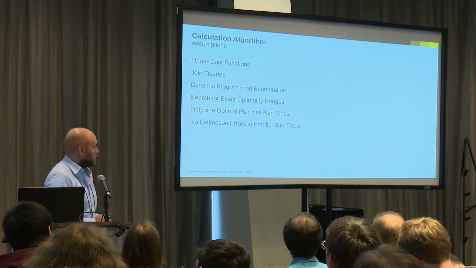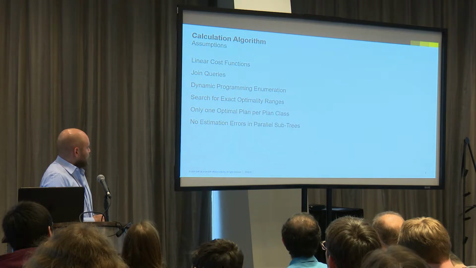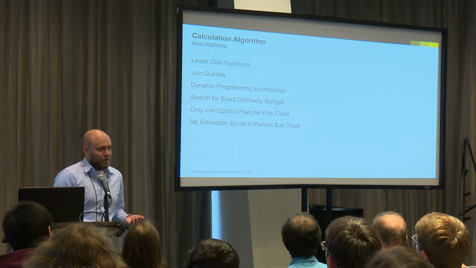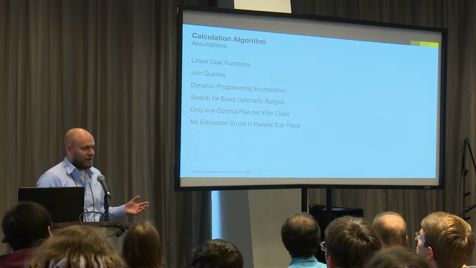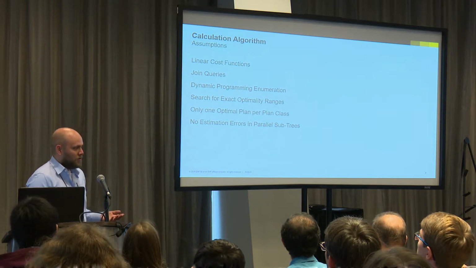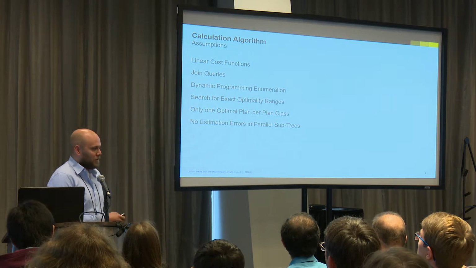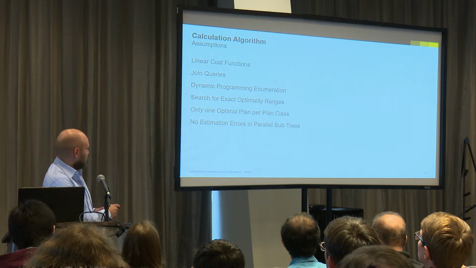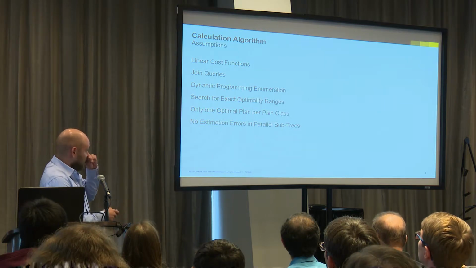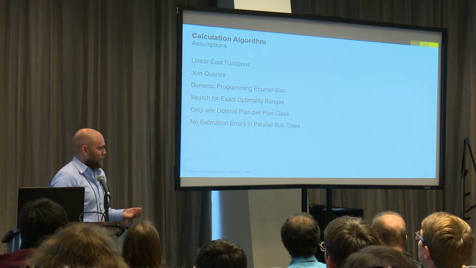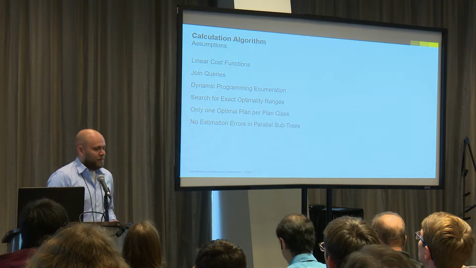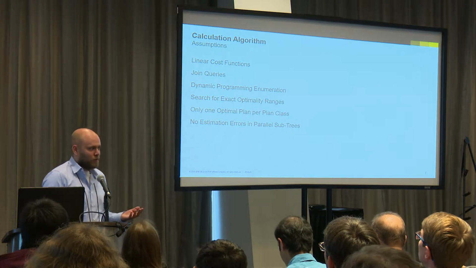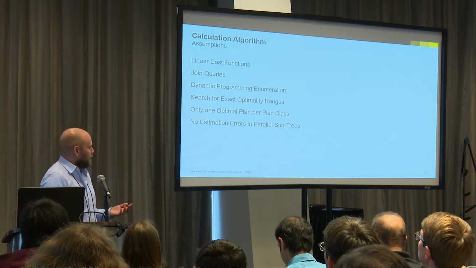Also, we consider only one optimal plan per plan class, but of course real query optimizers can have multiple optimal plans per plan class, having additional physical properties such as sorted columns. We also explain in the paper how that can be supported, and we assumed in the example that there are no estimation errors in parallel subtrees, so in bushy trees basically. We explain in the paper that this requires introducing additional variables.